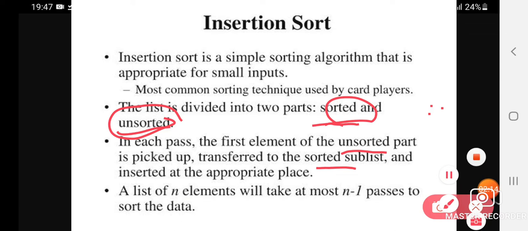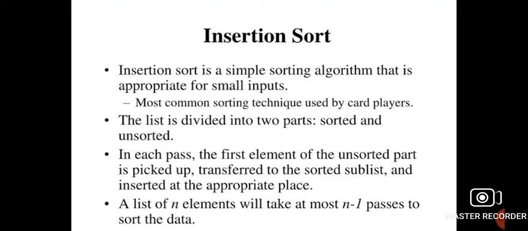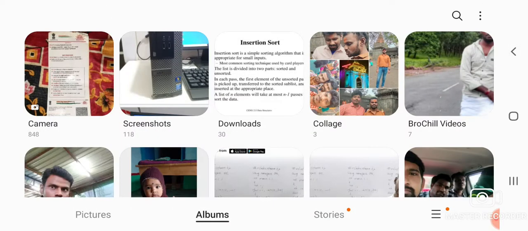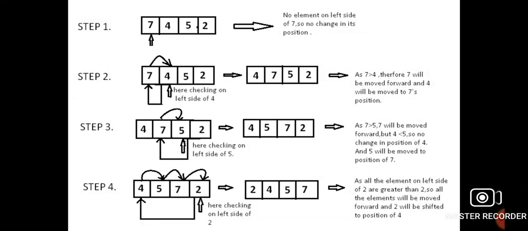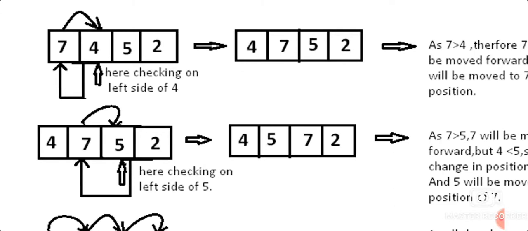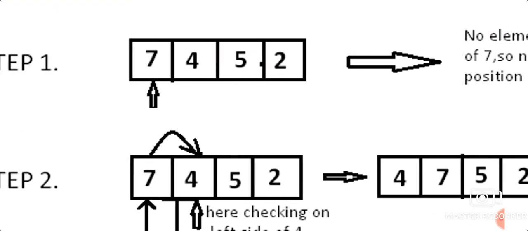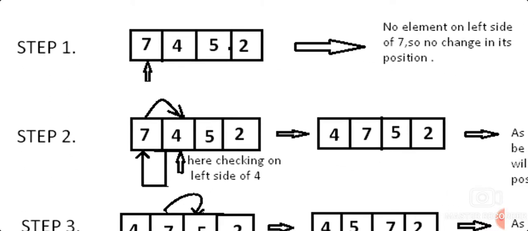Now we will try to understand how to implement this using an example, so that you can easily understand what we are going to discuss in this session. Think that your array consists of the elements 7 4 5 2. This is step 1, where I'm repeating the loop, that is, while I'm arranging the elements.